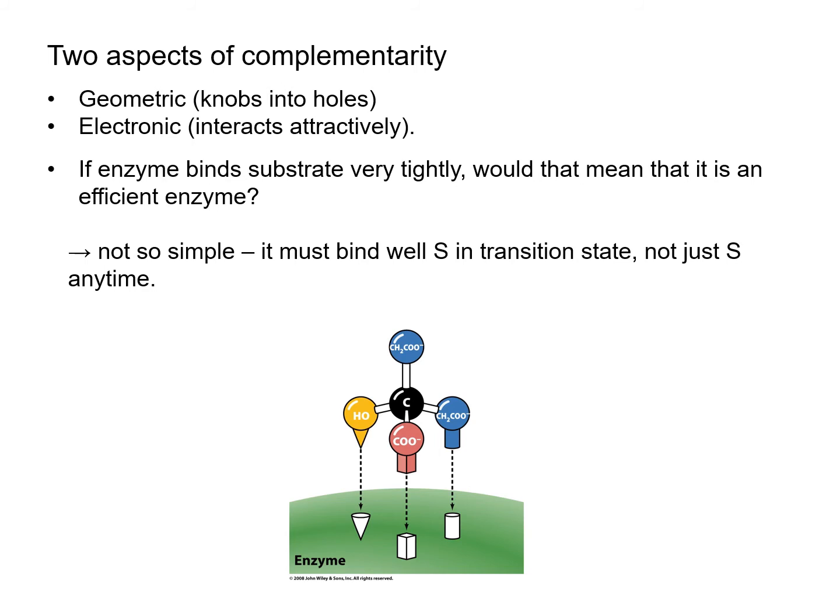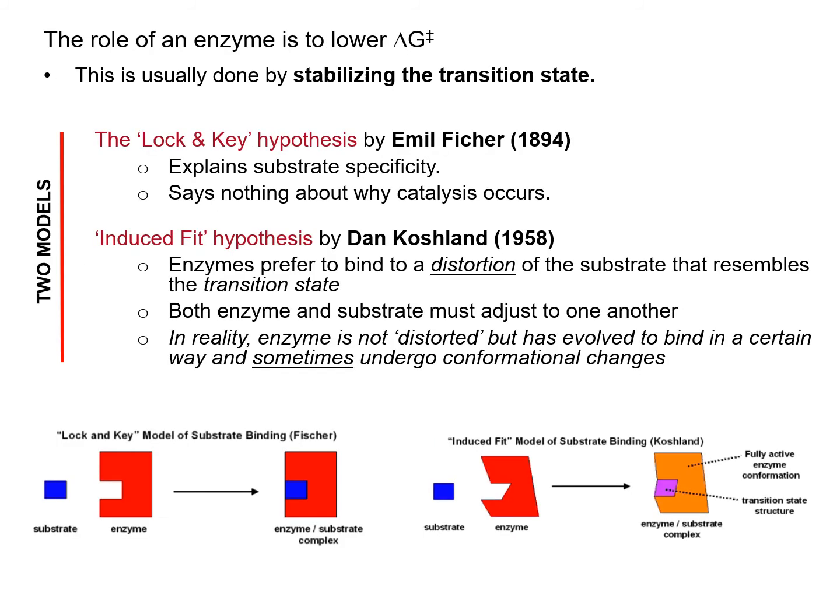Then if an enzyme binds a substrate very tightly, would that mean that it is an efficient enzyme? It's not going to be so simple to answer, because the enzyme must bind well with the substrate in the transition state, but not just bind the substrate very tightly at any time. Because if that's the case, then it will make it hard to get to the transition state. The role of an enzyme is to lower delta G double dagger, or the free energy of activation, and this is usually done by stabilizing the transition state.